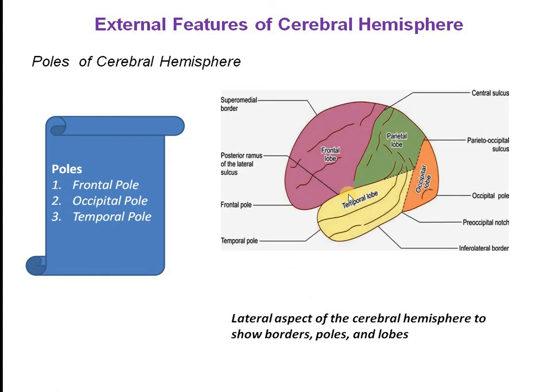The cerebral hemisphere has three major poles. One is the frontal pole, then the temporal pole, and the occipital pole. Number one is the frontal pole, number two is the temporal pole, and number three is the occipital pole. So these are the three poles.